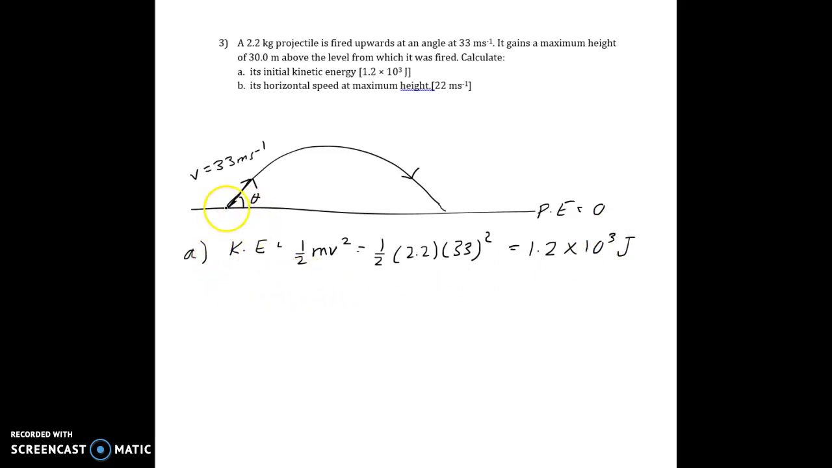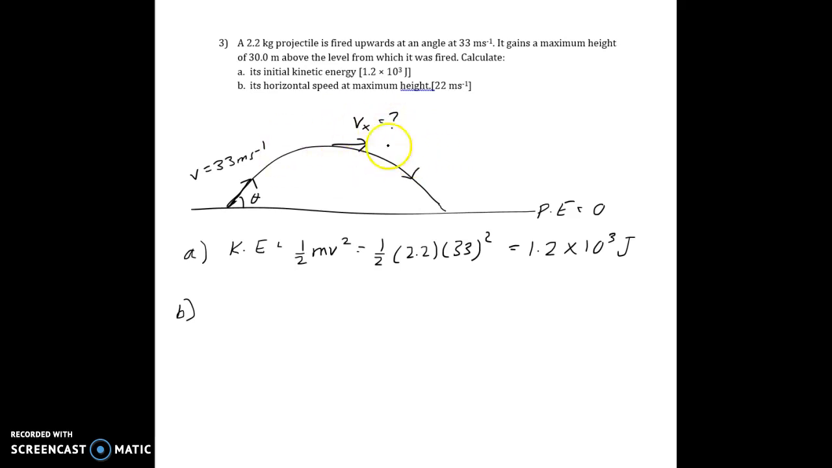And I can tell you the total energy at the point of release is 1.2 times 10 to the power of 3, because the total energy in this case is all kinetic energy, as we have defined the potential energy here to be 0. So we'll need to use that info in solving part B. Find the horizontal speed at the maximum height. So maybe this is the trajectory, and at the maximum height, the horizontal speed, I might want to call it Vx. They are asking you to find the value of Vx.